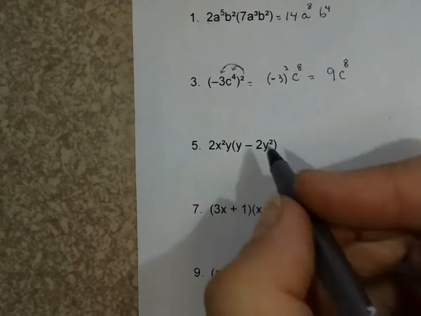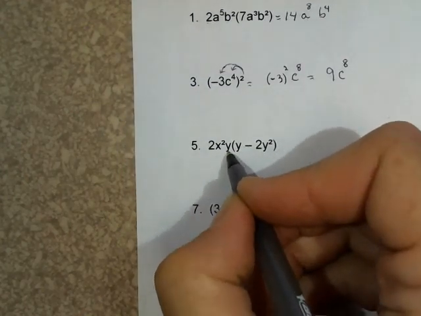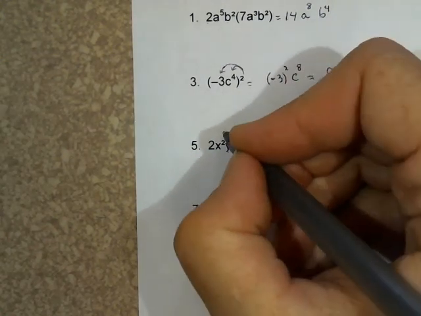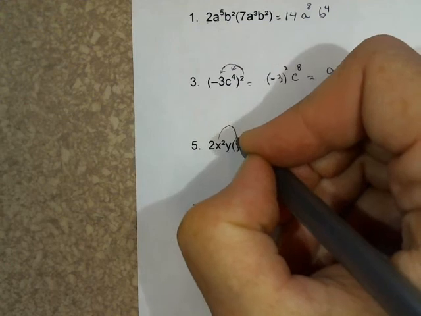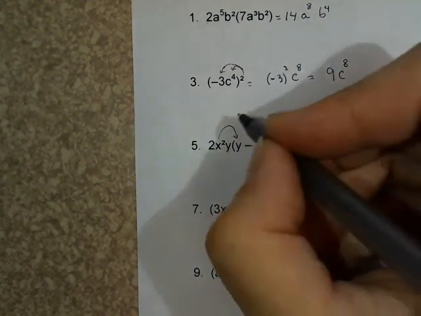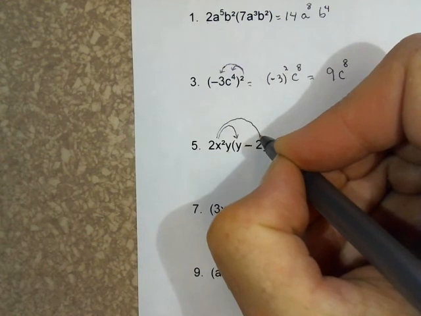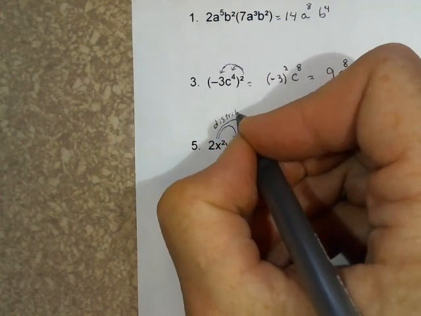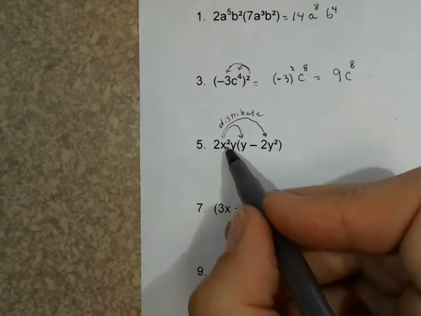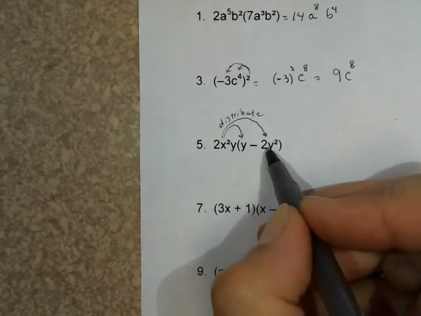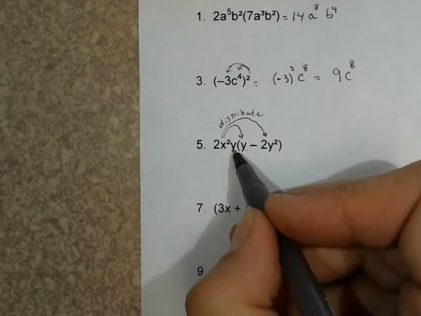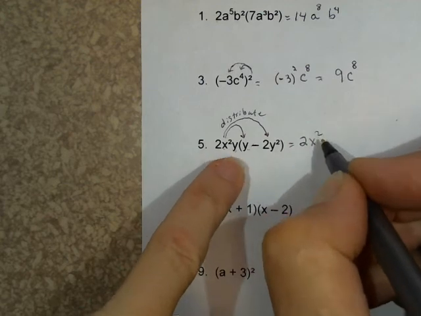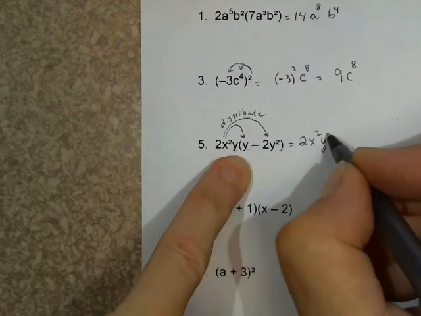This next example, this is a binomial. Here's a monomial times a binomial. Binomials have a subtraction sign in them. So what you're going to do is you're going to multiply this monomial times the first term, and then you're going to multiply this monomial times the second term. This is just distributing. So you're distributing the 2x squared y into each one of these terms. 2x squared y times y will give you 2x squared times y, which is y squared.